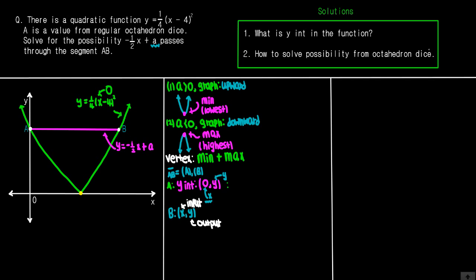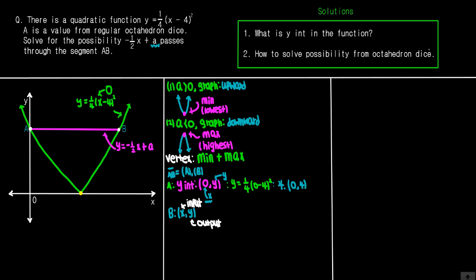If we input our x value as 0, it will turn into y is equal to 1/4 times 0 minus 4 squared. In order to solve for the y value, which is going to be the output of our function, all you have to do is simplify this function. So 0 minus 4 is -4. Squared turns into 16, times 1/4 turns into 4. So we can simply say that our point A will turn into (0, 4).